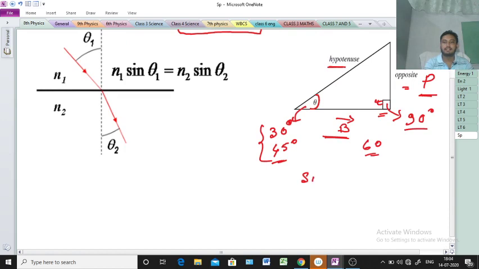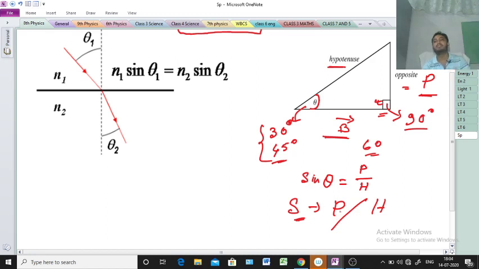Sine theta. Here theta means maybe 30 degree, maybe 45 degree, maybe 60 degree, maybe 90 degree, whatever you can consider. Here sine theta equal to perpendicular upon hypotenuse. There is a little bit of a trick. The name of the trick is Some People Have. Here S means sine theta, P means perpendicular, H means hypotenuse. So perpendicular by hypotenuse will be the value of the sine theta. Is it clear or not?